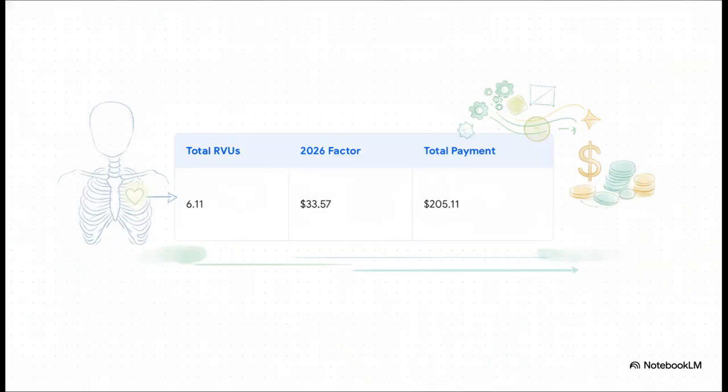Okay, let's turn this into actual dollars. We take our geographically adjusted RVUs, we'll stick with that 6.11 total for the pericardiocentesis.